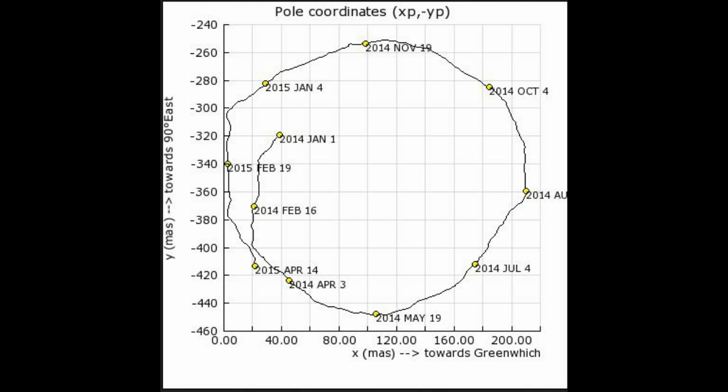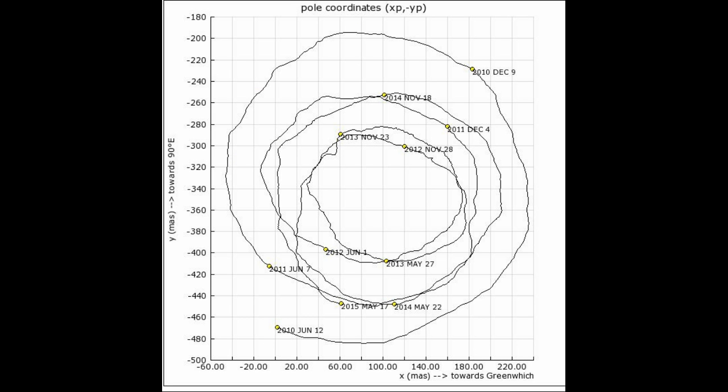So it goes from the first dot in the center, January 1st, 2014, in the pole coordinates. It's negative 320 on the Y and positive 40 on the X axis. Then through the year, it goes around and around. And the last dot, April 14th, 2015, is back to where it was, but a little bit off. Then, as you can see, I added more years to it.